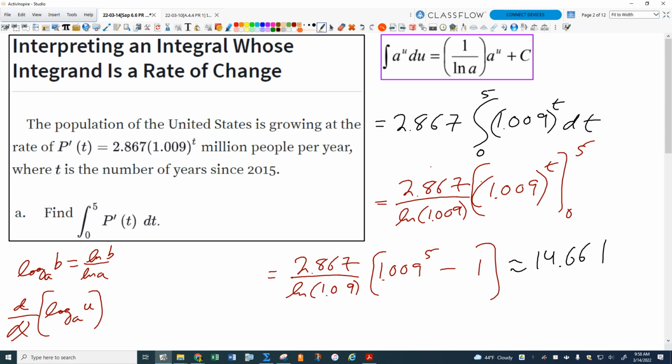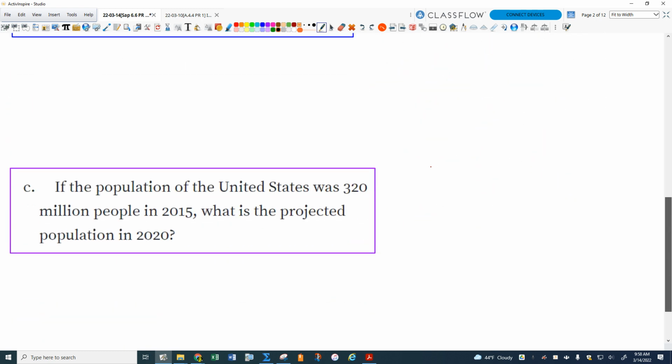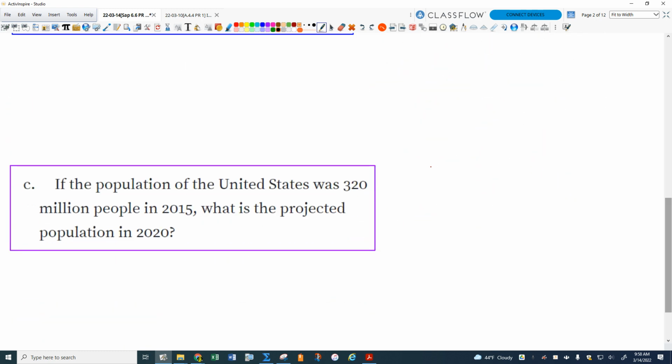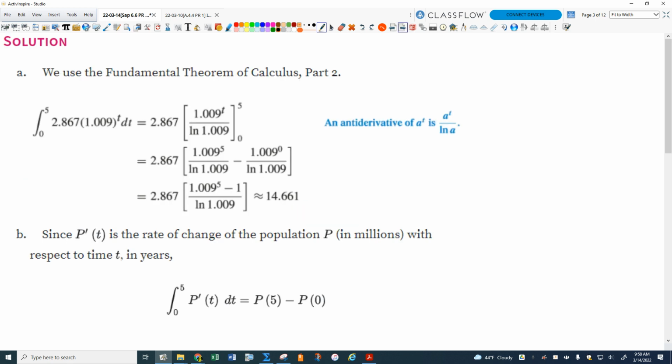Okay, make sense? And then we could go one step further if we wanted to. If we started off with 320 million, what's the population in 2020? Well, roughly 334.661 million then, right? We just add that. No big deal. All right.